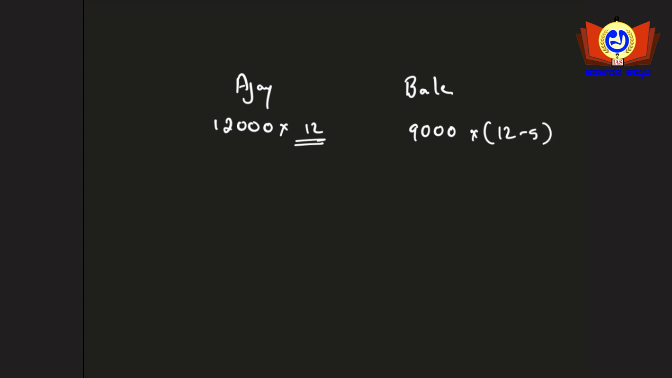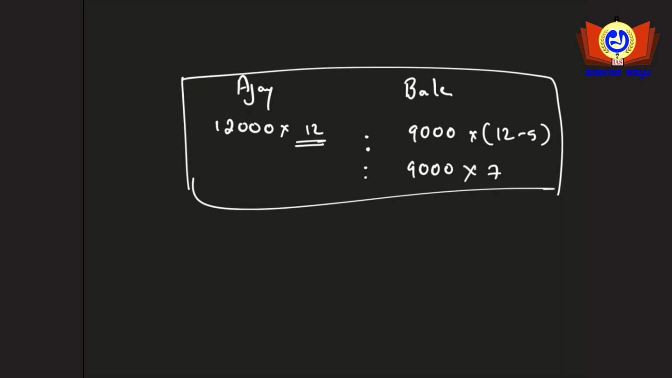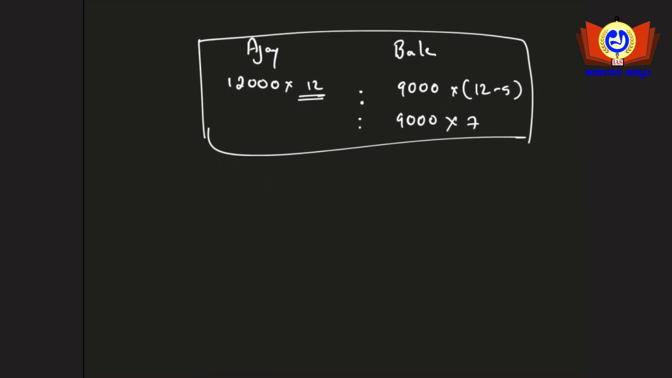What is the given data here? There are two persons, Ajay and Bala. Ajay is investing a capital of 12,000 rupees for 12 months, for a complete year. Whereas Bala is investing a capital of 9,000 rupees for 12 minus 5, that is 7 months, because Bala joins after 5 months. So the ratio is 12,000 into 12 to 9,000 into 7. In this type of problem you need to write the given data like this.